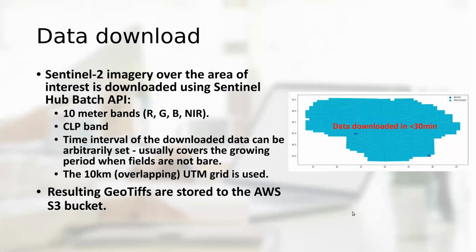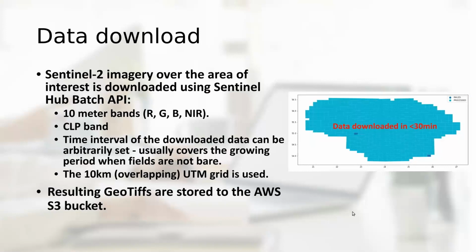And here we heavily utilize the Sentinel Hub Patch API. So the data is downloaded asynchronously to the S3 bucket. And we are using the Sentinel Hub Patch API because it's fast. So for example, we downloaded the data across the whole of Lithuania, and the data was downloaded in less than 30 minutes for basically a year's worth of data.